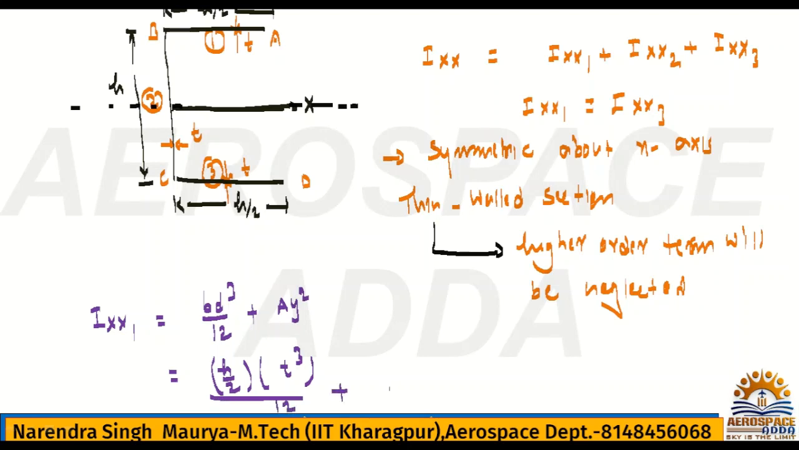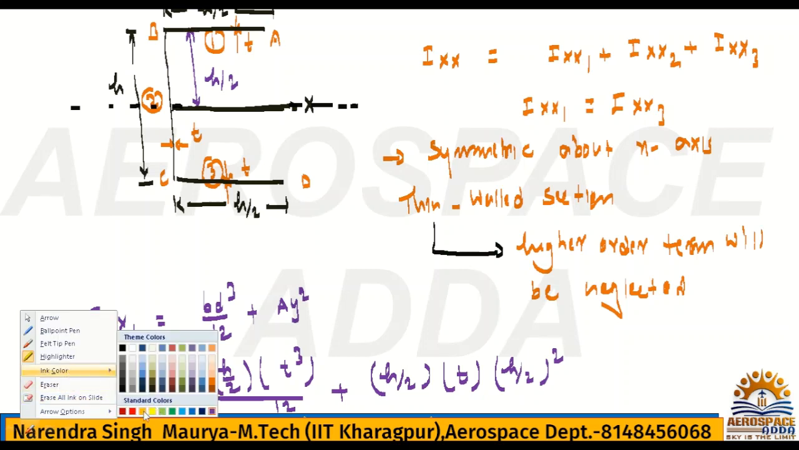What is the area? It is H by 2 into thickness T. That is area into what is the Y? Y is this perpendicular distance from the neutral axis. So this is nothing but H by 2. This Y is nothing but H by 2. So you can say it is (H by 2) square.